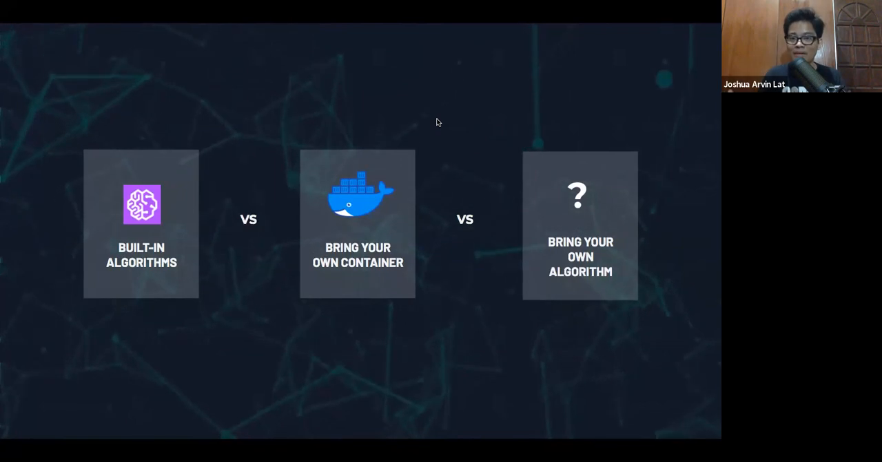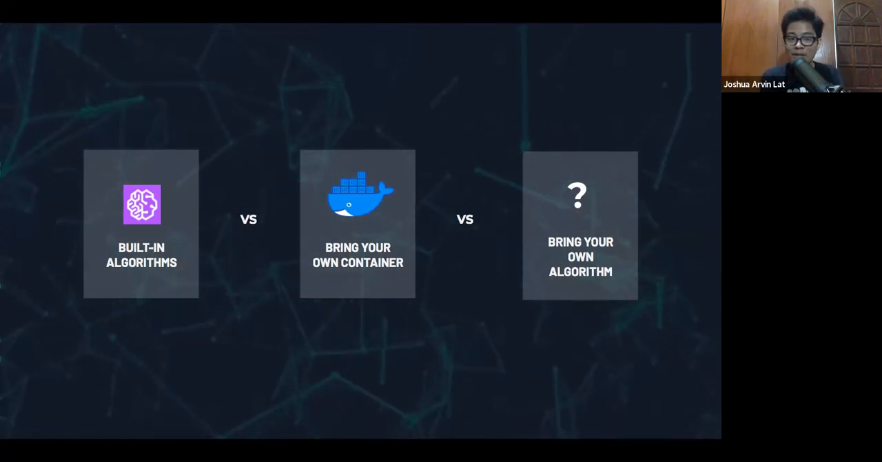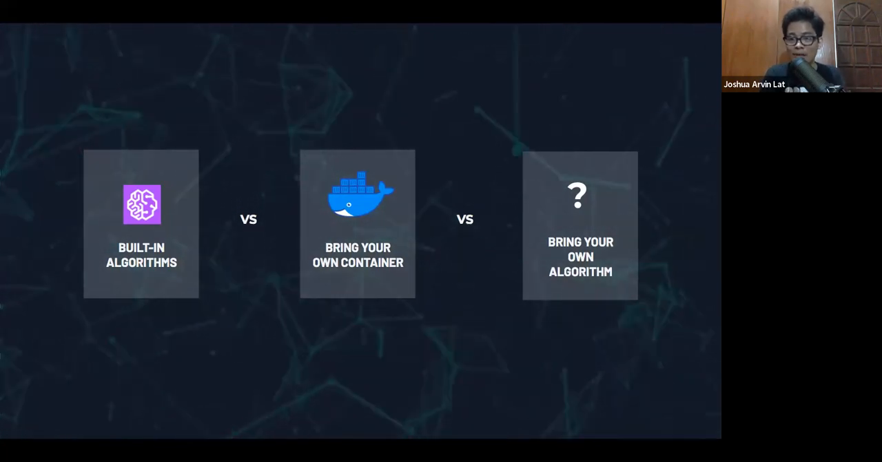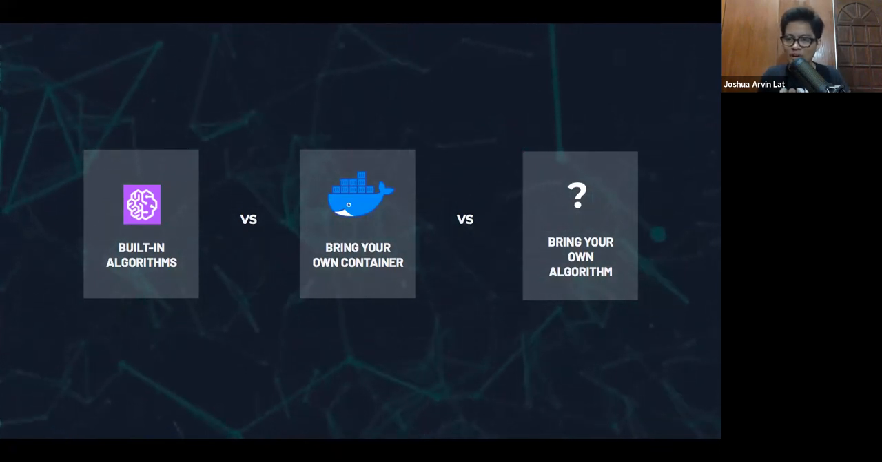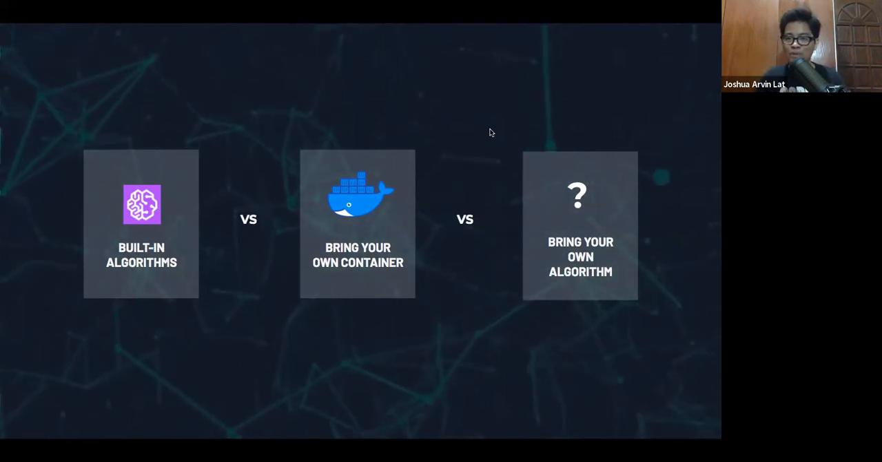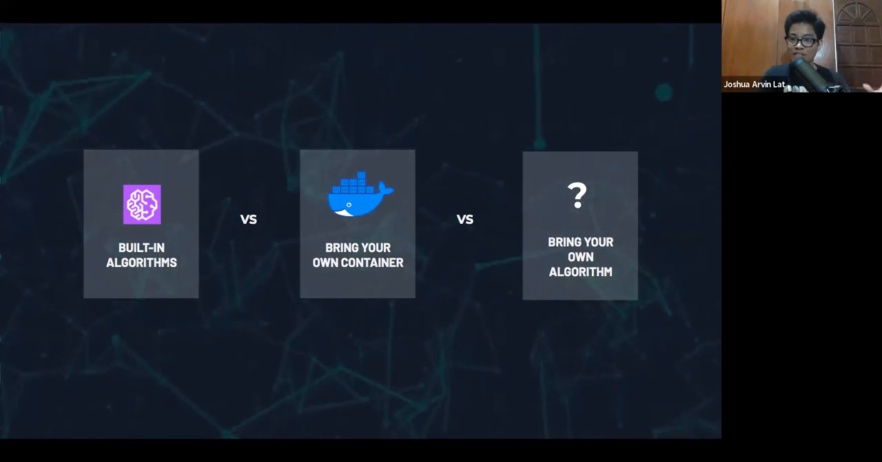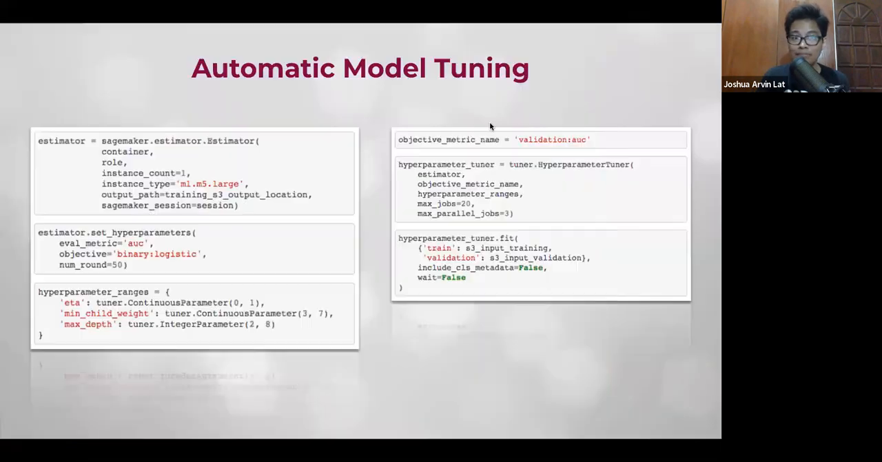At the same time, you should know the different options available, because sometimes there are already built-in algorithms with a given framework or platform. Or if you have a new model, you can just bring your own container image or maybe bring your own algorithm. So know which options are available, because once you are able to select one of these three options, you can now start with building your own pipeline.